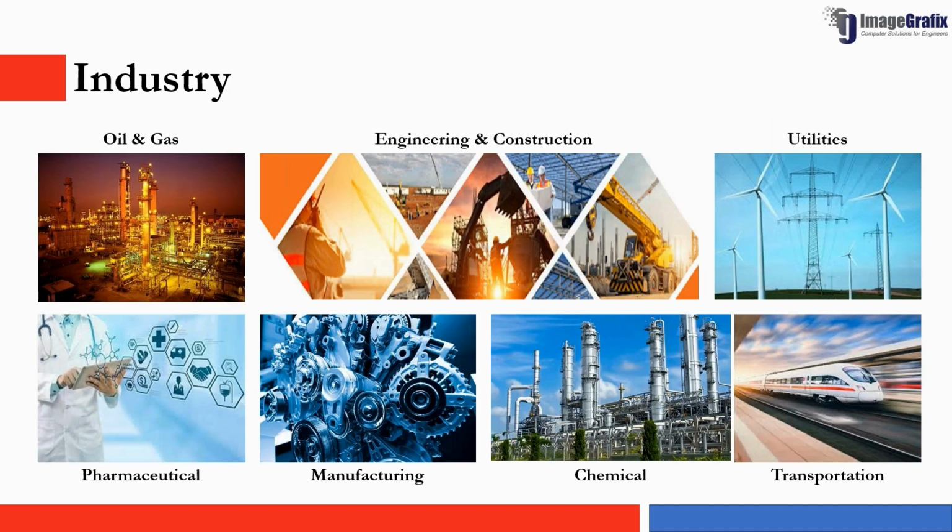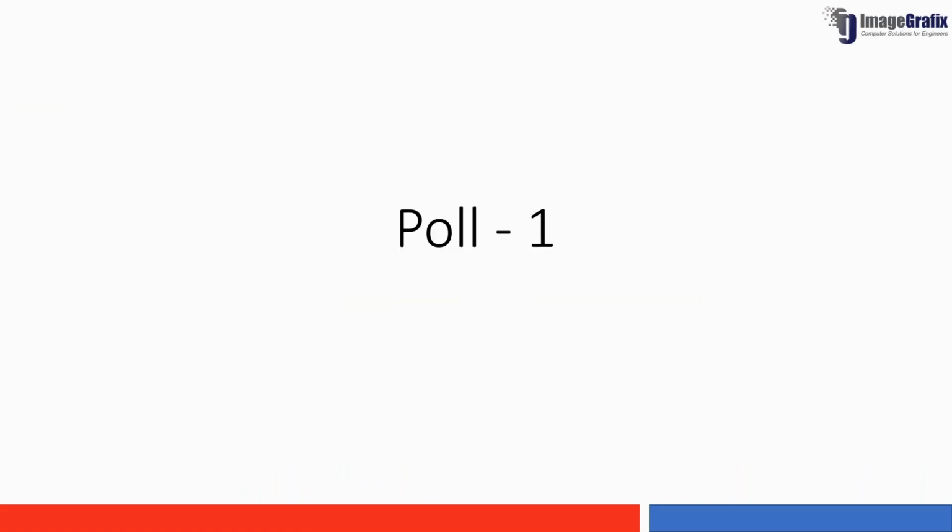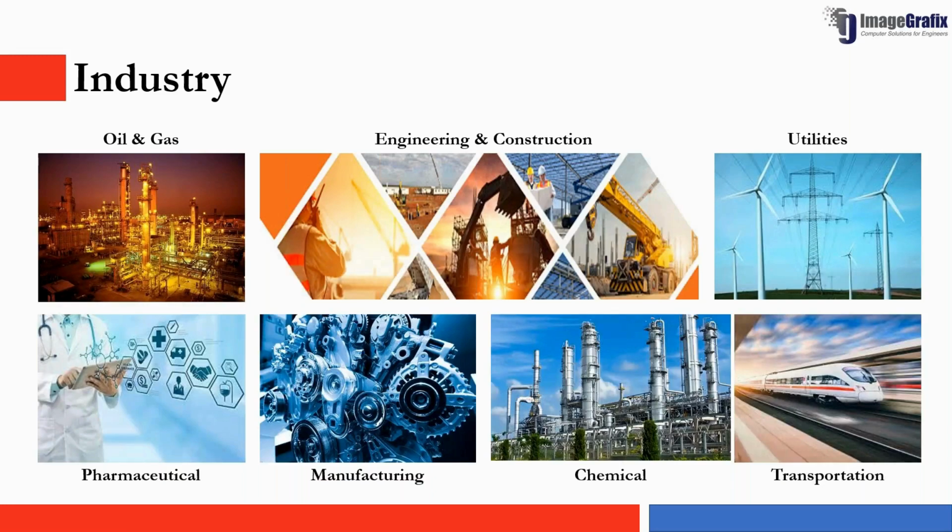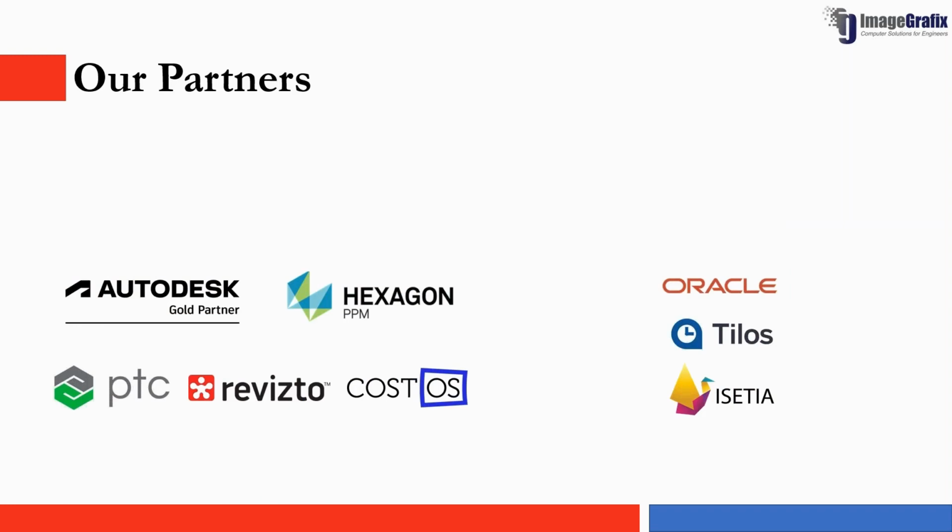The industries that ImageGrafix serves are oil and gas, engineering and construction. We are into utilities areas as well as manufacturing, pharmaceuticals, chemical and transportation segments. As ImageGrafix, we are partnered with different vendors on different segments. When it comes to design and engineering, we are partnered with Autodesk and with PTC to serve different industries like manufacturing, oil and gas, and the estimation and other areas.